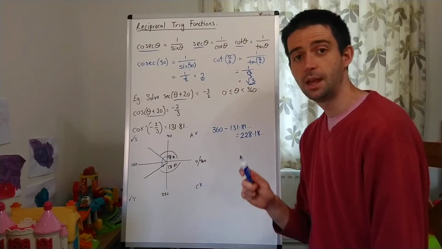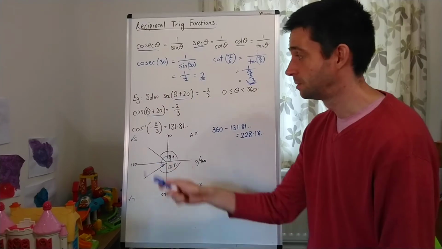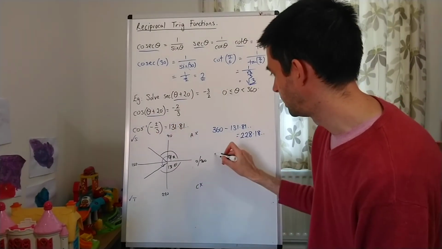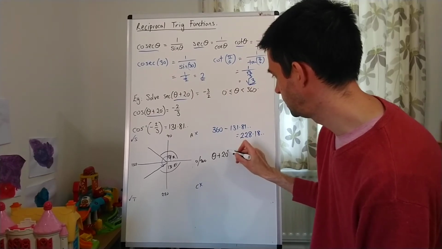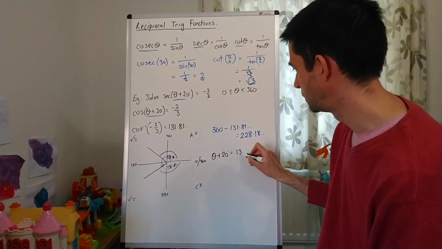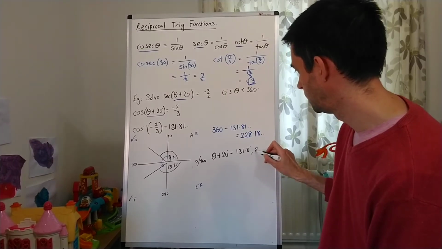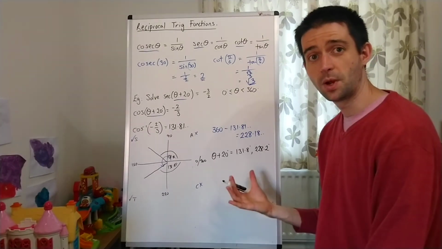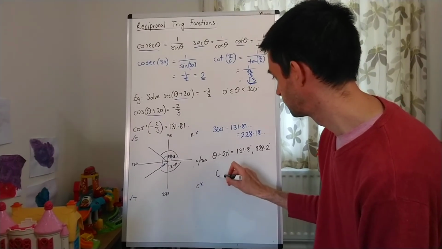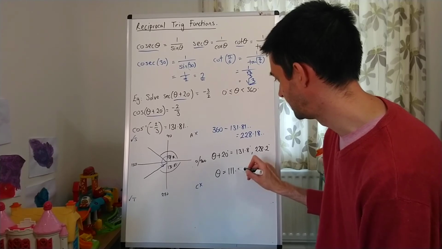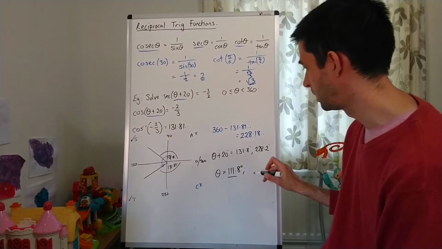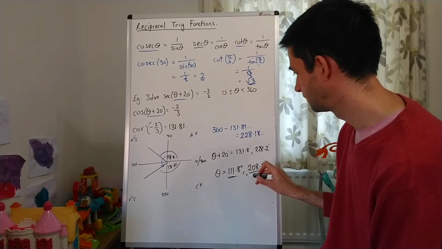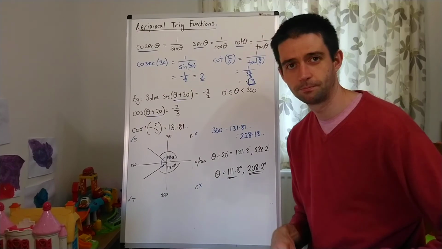And that comes out as 228.18. Now, important, that isn't theta, because that's not what's in my bracket. This is theta plus 20. So what I now have to do is say, okay, I know that theta plus 20 is equal to 131.8 and 228.2, and subtracting 20 from each of those two values, I'm going to get that theta is 111.8 degrees to one decimal place and 208.2 degrees to one decimal place.